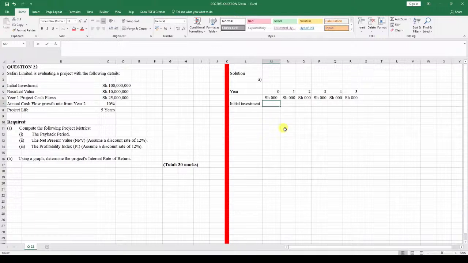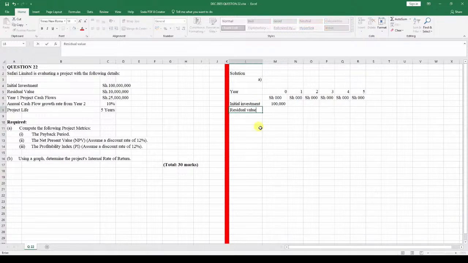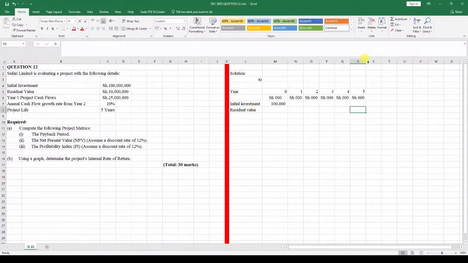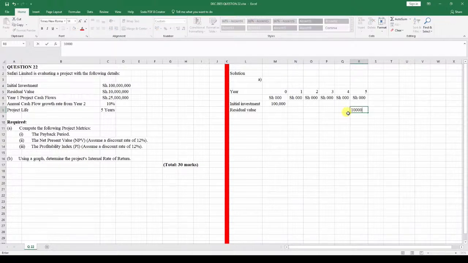Why am I putting 100,000? Guys, because we are expressing it in terms of thousands over here. And the residual value is assuming that you sell the asset at the end of the project, after 5 years. So right here in terms of the residual value, you can put 10,000. You sell an asset and you realize 10,000 in value.